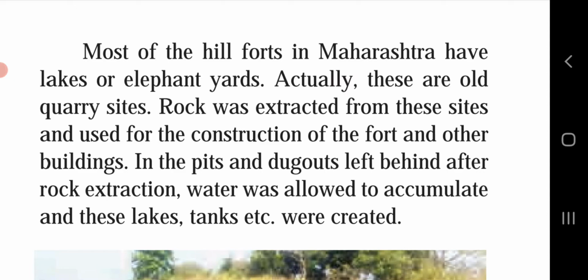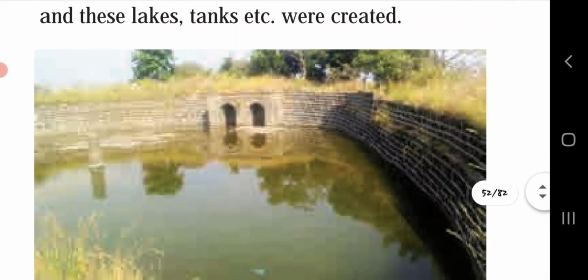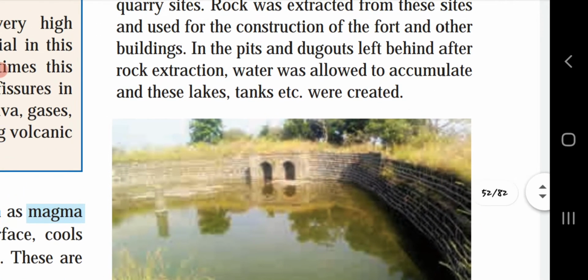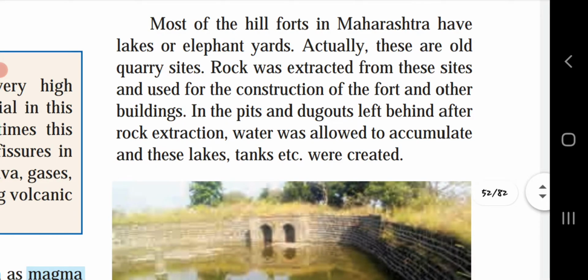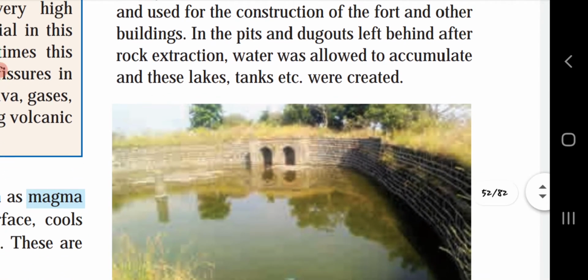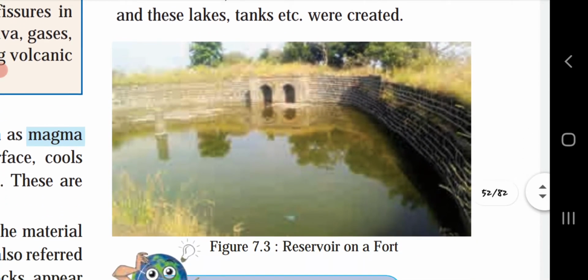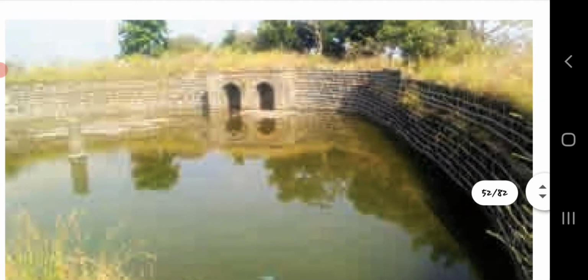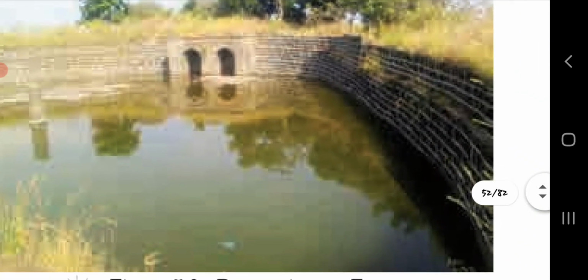So you can see that the previous lakes and tanks were built by using different types of rocks, for building forts. As this type of rocks are actually seen, the elephant yards or different types of lakes were built in the previous time during the period of kings and queens. So here is the reservoir on a fort. Here you can see the different types. One of the types of rock they had used to build an elephant yard.